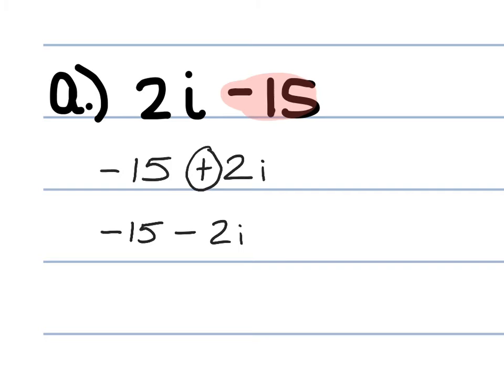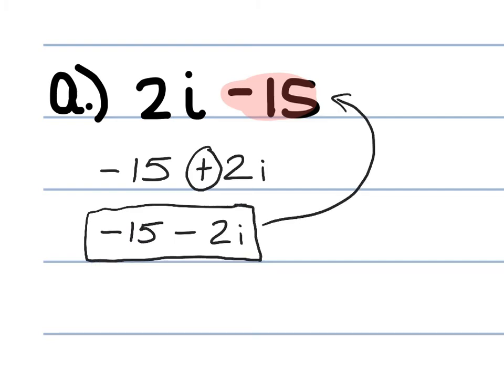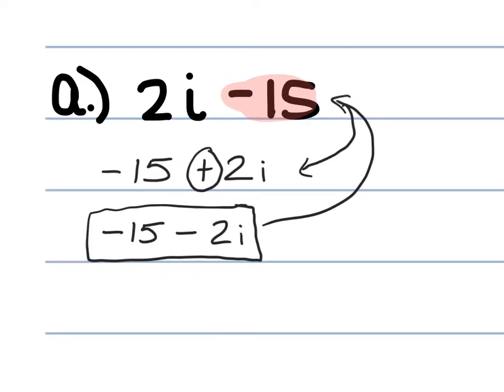Notice I don't change both signs. I only change the one that's separating the two numbers there. But the real number has to be written first. So my final answer, negative 15 minus 2i, is the conjugate for 2i minus 15. But really, we have to rewrite it like this first. So this one should feel super easy because it's like, really? There's no real work involved? Not really, other than maybe you have to rearrange it first.